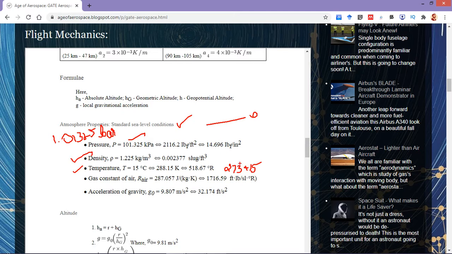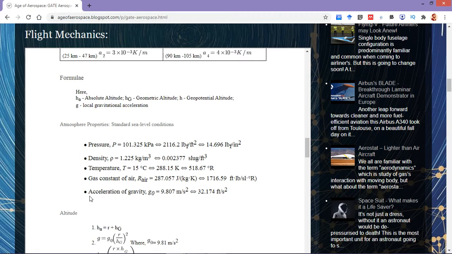So here, this is how you convert the temperature from Celsius to Kelvin. And further, the gas constant of air is 287 joules per kg Kelvin, and further acceleration due to gravity for Earth. So these are the basic standard sea level conditions which we'll be using further.